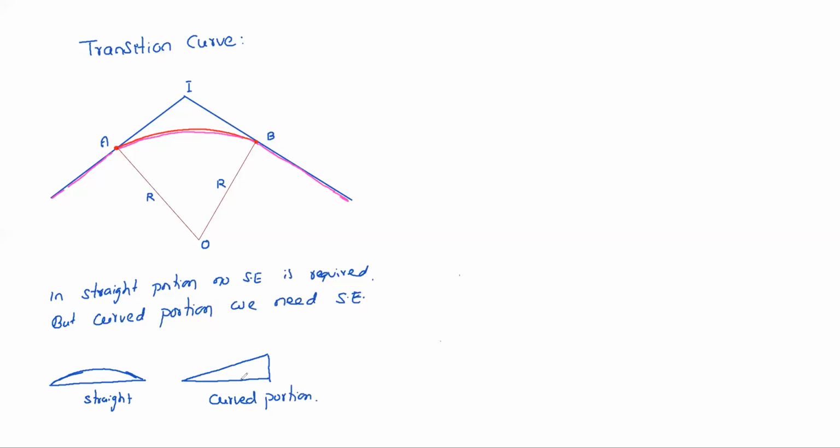The road is like this. So at a single point A or B, you cannot immediately shift from the cambered section to the super elevated section, right? The cambered section will be there up to point A. From A to B, super elevation should be there. From B onwards, again the cambered section should be there. So at a single point, we cannot shift from the cambered portion to the super elevated portion. So what is the solution for this?